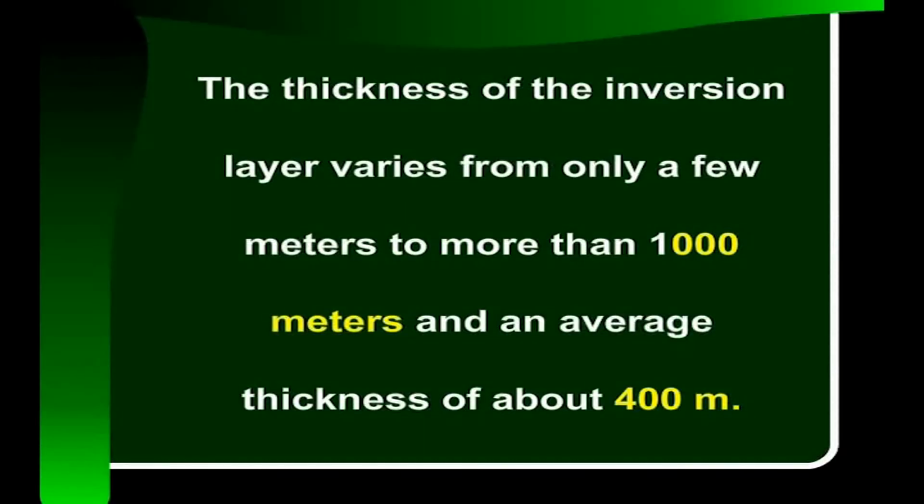The inversion is generally strongest when the height of its base is lower, and vice versa. The thickness of the inversion layer varies from only a few meters to more than 1000 meters, with an average thickness of about 400 meters.